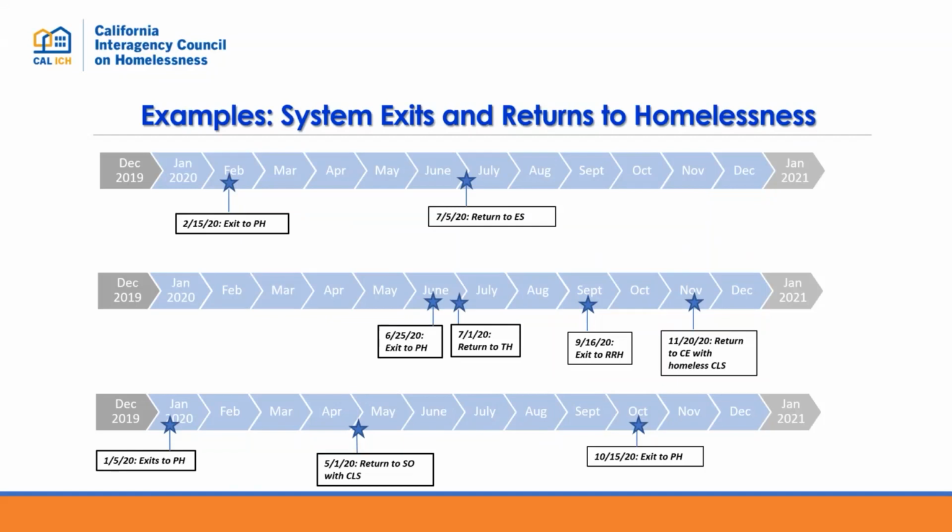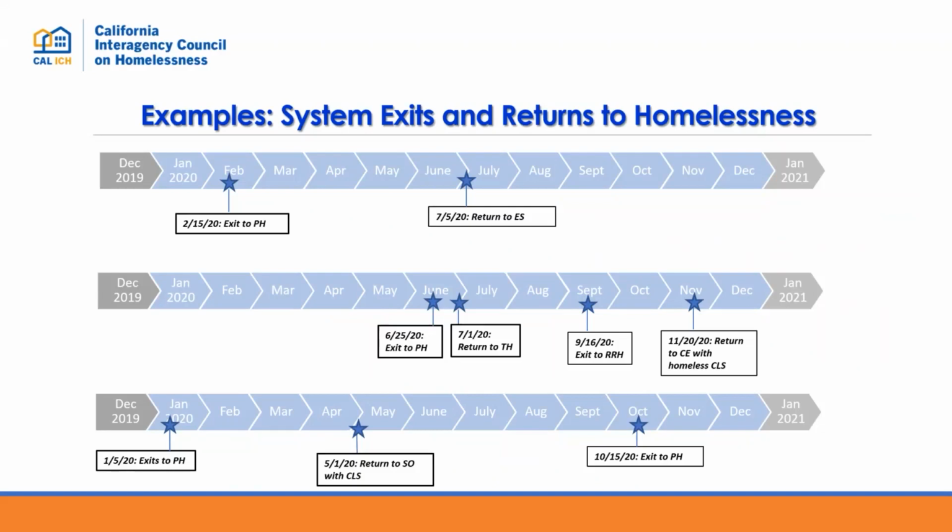The second person shown exited the system on June 25th, 2020, but that is not counted as a system exit in Measure 3 because they returned within 14 days on July 1st, 2020. They had another exit on September 16th, which is counted in Measure 3. They are also counted in the returns measure since they returned within 6 months after their exit on September 16th. Notice that the return in this case was to a coordinated entry project where they had a documented homeless current living situation.